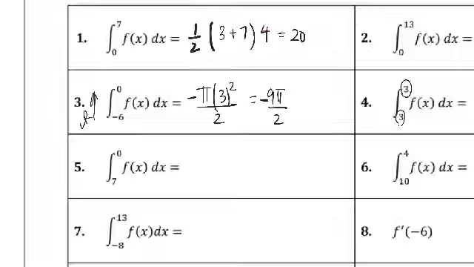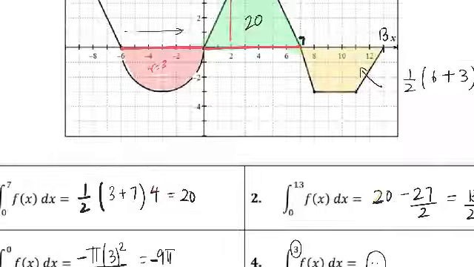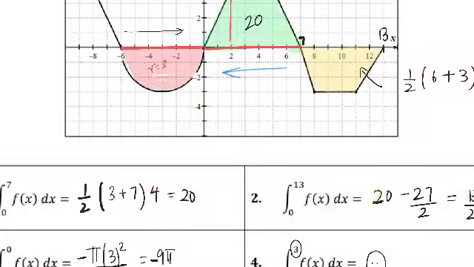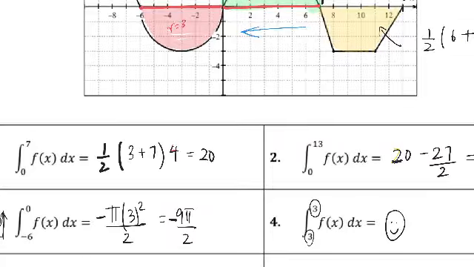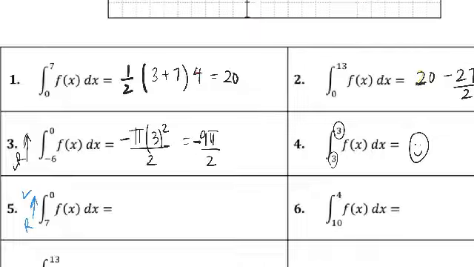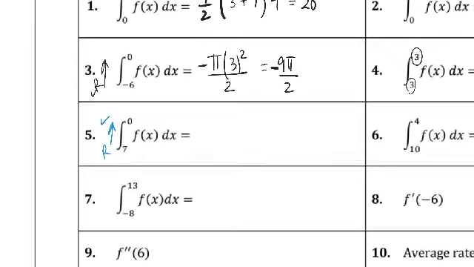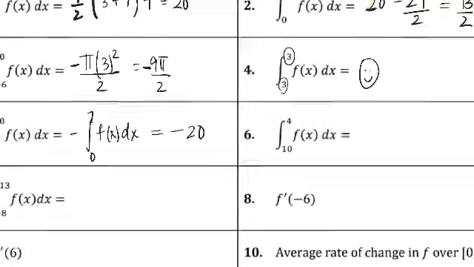Okay, integral from 7 to 0. Let's take a look at that. Now we're going from left to right. 7 to 0 is right to left. Let me say that again. We're going from right to left, right? We're going backwards. So this is going to be minus the integral from 0 to 7, which we already calculated in part A or part 1, which was 20. So this is going to be minus 20.